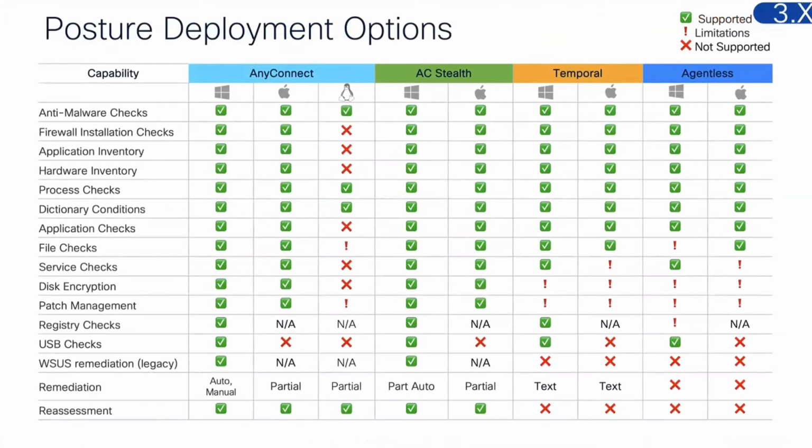Now, at a high level, these are the capabilities, features, or checks possible on different operating systems with different agents. You might be wondering, what are these different agents that we are talking about? Well, we're going to cover it a little later. So if you take a look at this, AnyConnect has this superior capability supported. That was the reason why AnyConnect, or the Cisco Secure Client, is what is recommended by Cisco for posture service.